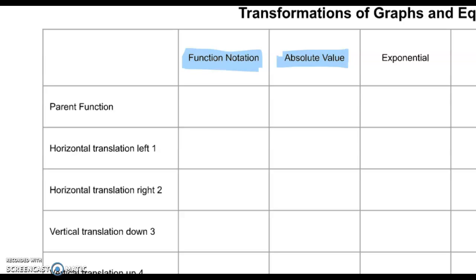This first parent function means your simplest functions. The simplest way you can write in function notation is f of x. So that's function notation. The parent function, or the simplest absolute value equation, is y equals the absolute value of x. Those are our basic functions that we're going to be working with. Now, today we're looking at how different movements of a graph change the actual graph itself. So the first thing we're going to talk about is horizontal translations from left to right.